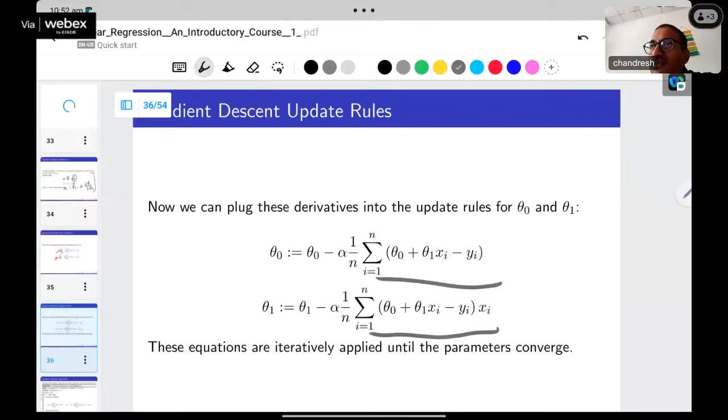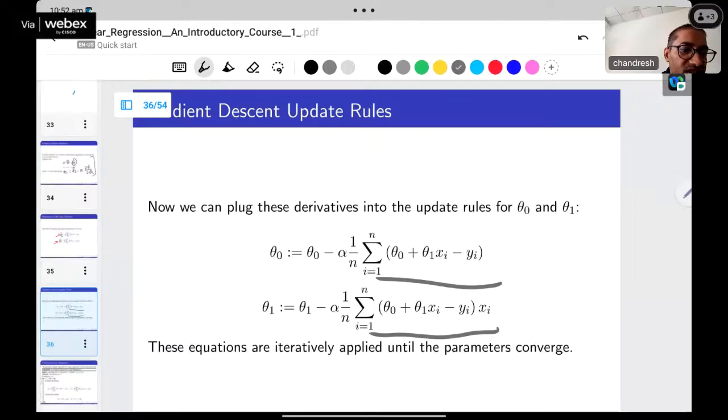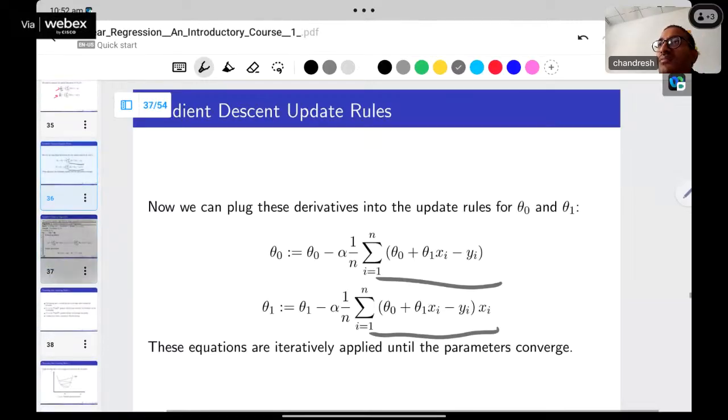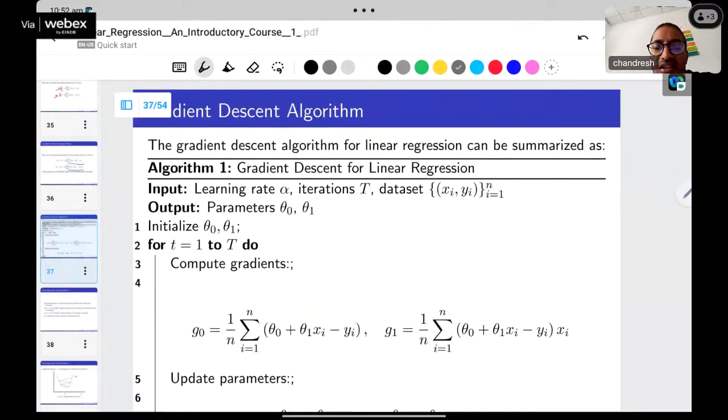Makes sense. People can type in chat. Here, let me show you the algorithm, the way it works. The gradient descent algorithm is not that complicated. What you need is just a for loop, and before the for loop, you initialize theta 0 and theta 1 as a starting point with some initial value, let's say 1, 1 or 0, 0, whatever you want.